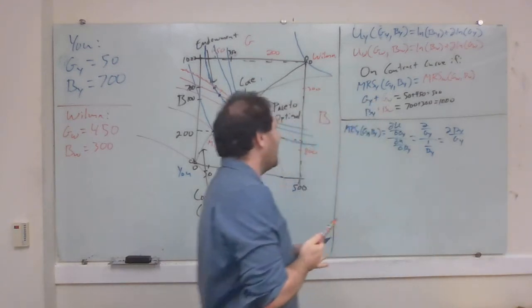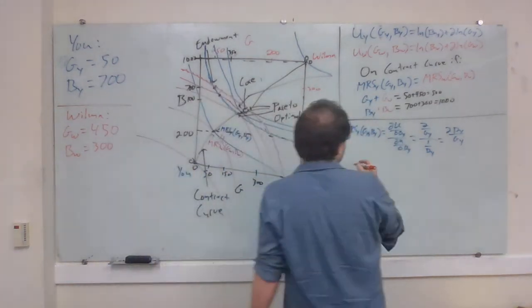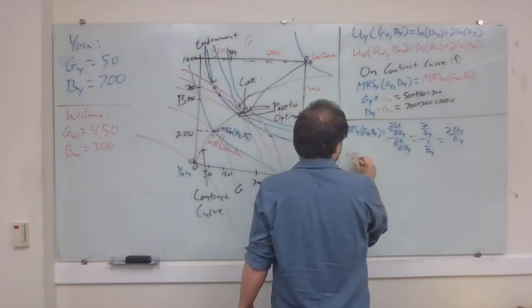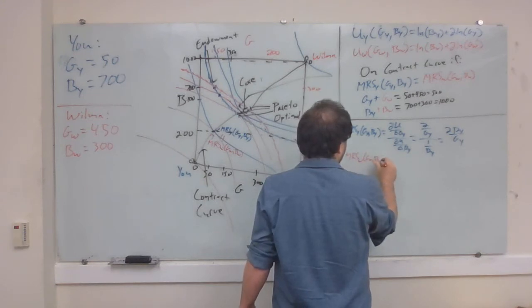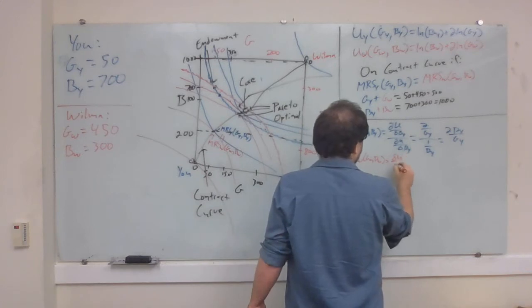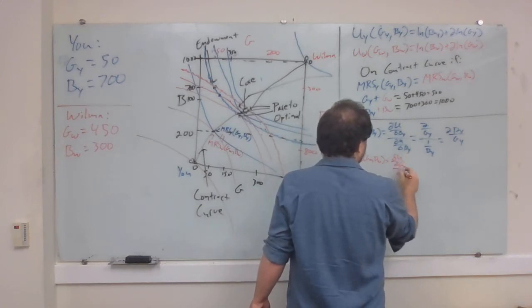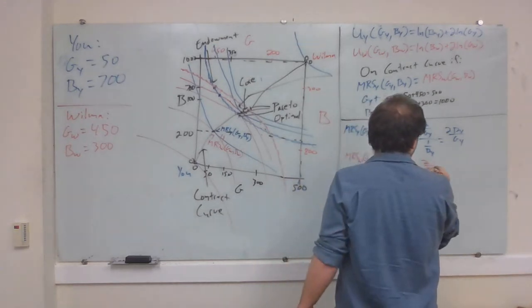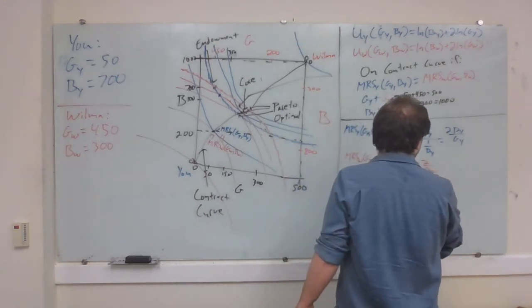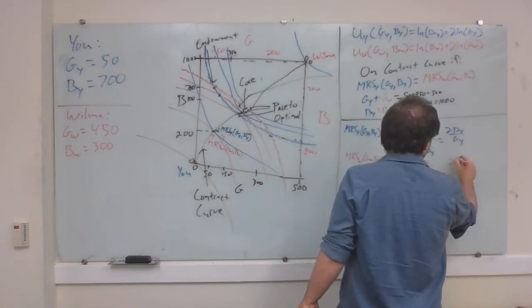Okay? And her MRS is of course going to be the same thing because you guys have the same preferences, right? MRS W, GW, BW, du dGW over du dBW equals 2 over GW over 1 over BW, which is going to be 2BW over GW.